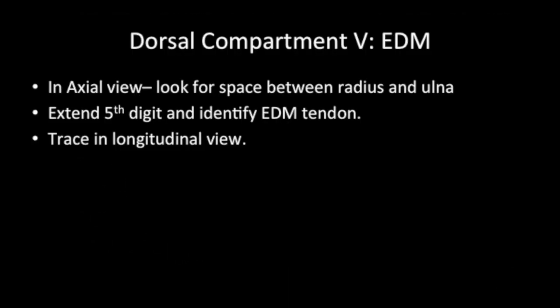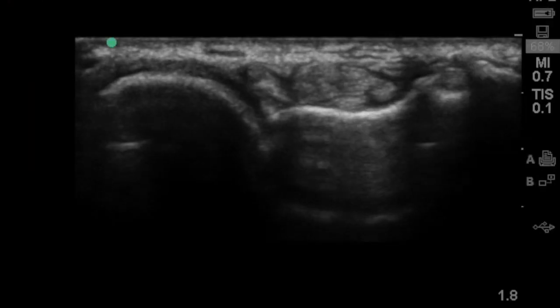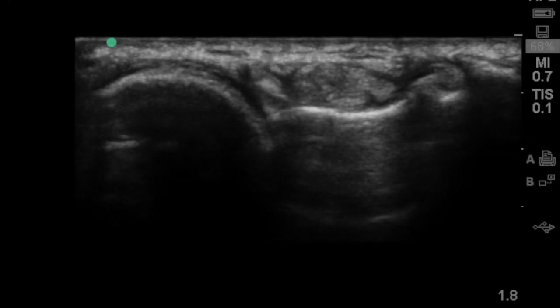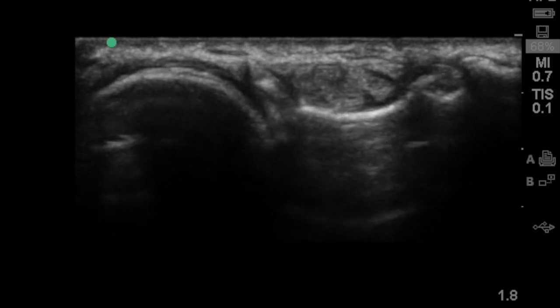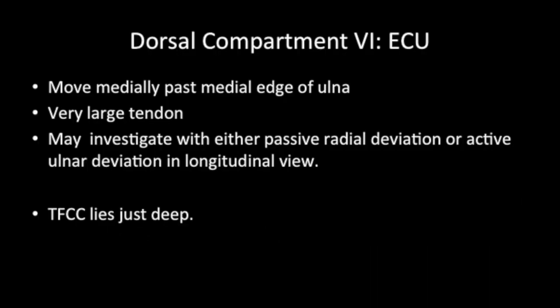The 5th compartment is sandwiched between the 4th compartment and the round head of the ulna. Extension of the 5th digit demonstrates tendon excursion. After investigating the 5th compartment, a lateral excursion completely over the ulnar head will show the large extensor carpi ulnaris tendon.